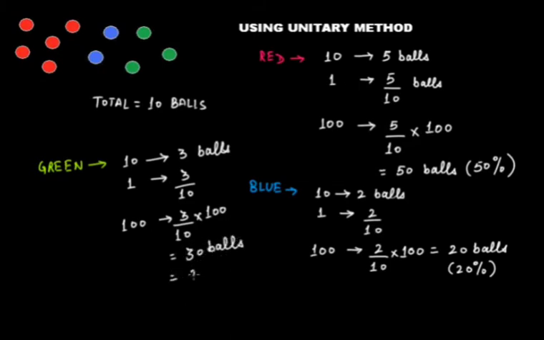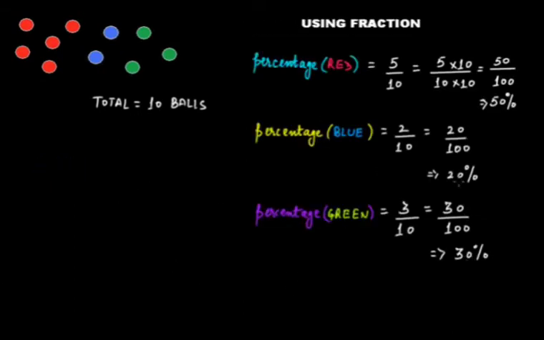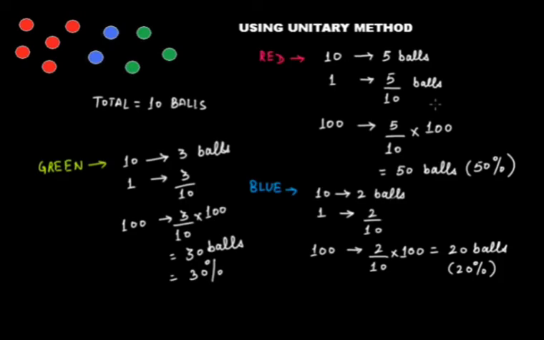And this is actually 30%, right? In both the cases, here 30, 20 and 50, here also 30, 20 and 50, you are getting the same result. So using fraction and then using unitary method.